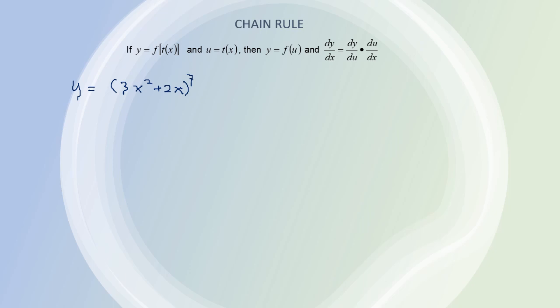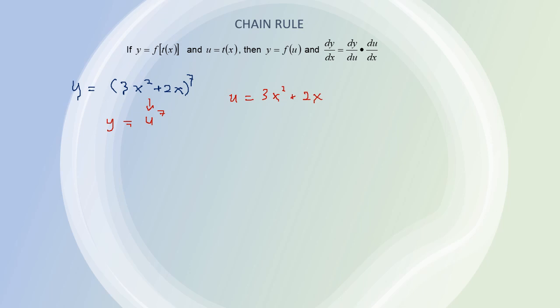Look at this example. We have y equal to (3x squared plus 2x) to the power of 7. We can set the function in the bracket as another variable, for example u, so that we can write this function as y equal to u to the power of 7, where function u is equal to 3x squared plus 2x.